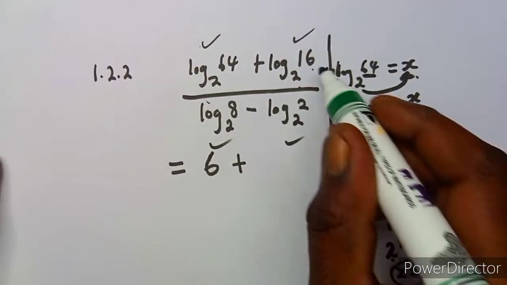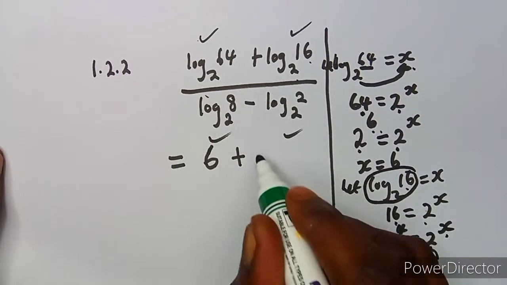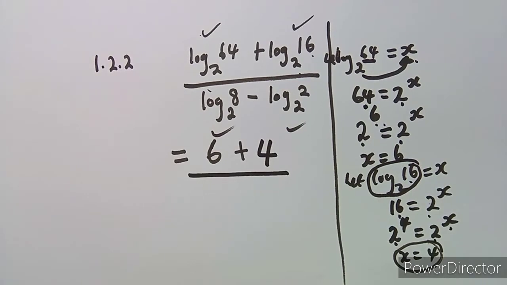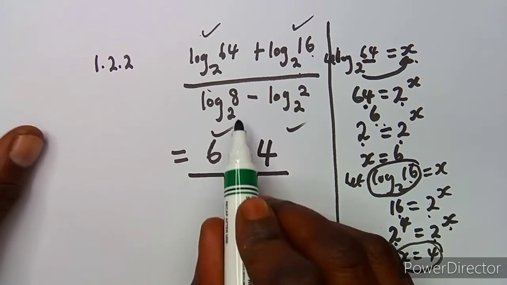So I'm going to substitute here. In place of log 16 base 2, I'm going to substitute with 4. So it's not log 4, it's just a normal number 4. You have replaced a log with its numerical or equivalent value. Okay, you do the same.